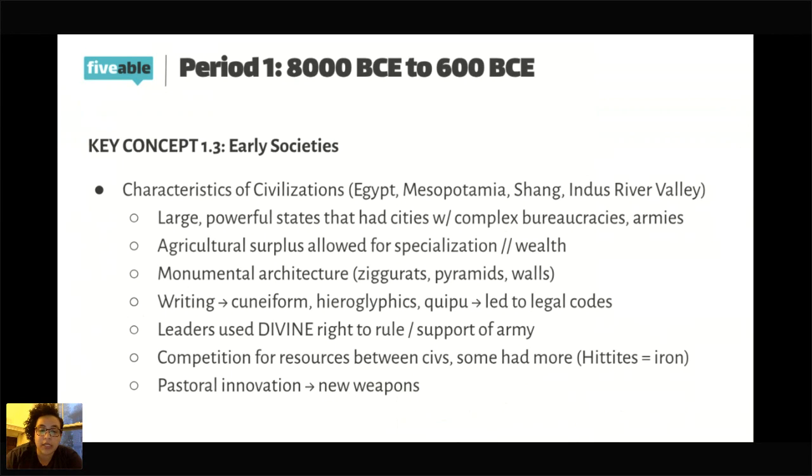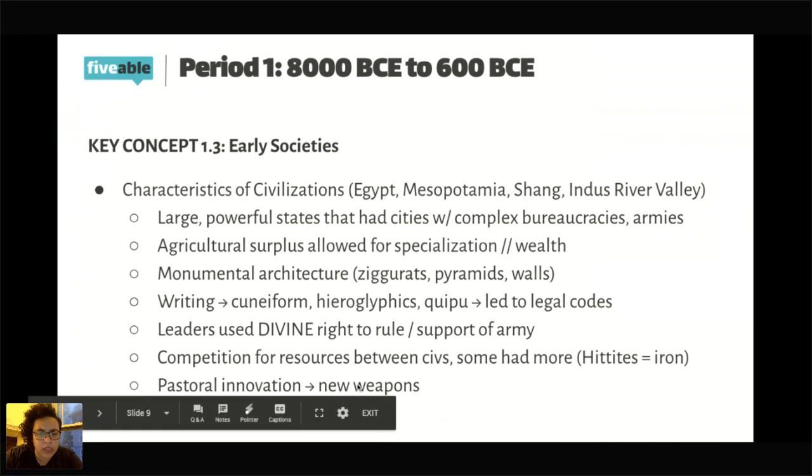Pastoral innovation. This is innovating in terms of the needs of farmers, of agrarians. And so this is going to lead to new weapons. When you think of the Bronze Age, the Iron Age, these are all based on the types of metals that were used in that time period, and mostly used for weapons before anything else.